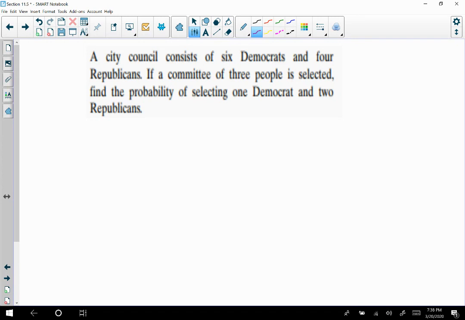So again, we're talking about forming a committee of 3 people with the city council. So think about this. Is this a fundamental counting principle? Is this a combination? Is it a permutation? Find the total, then deal with the event, which is all about 1 Democrat, 2 Republicans. So go ahead, pause your video, give it a shot.